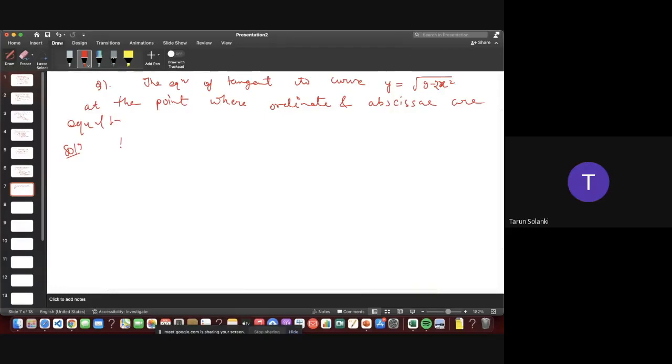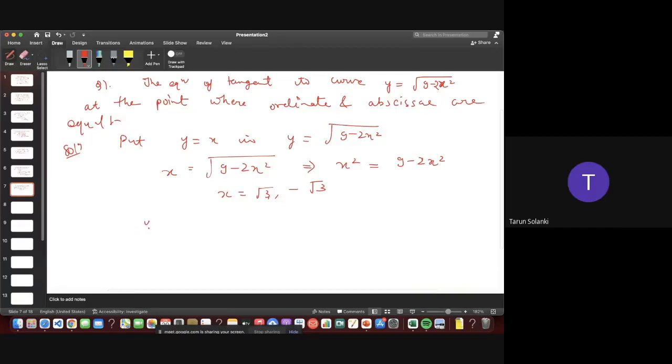Okay, so first put y equals x and y equals under root of 9 minus 2x square. So x equals under root of 9 minus 2x square, so x square equals 9 minus 2x square. So x equals under root 3, minus under root 3. Since y is greater than 0, the point will be under root 3 comma under root 3.